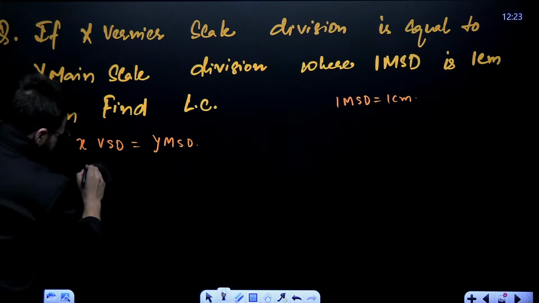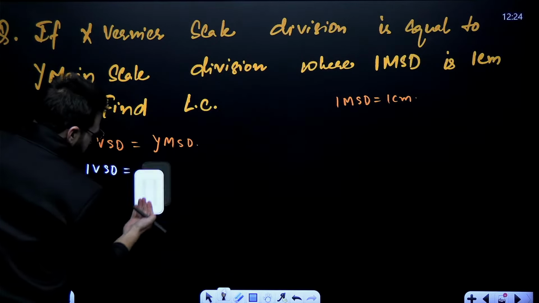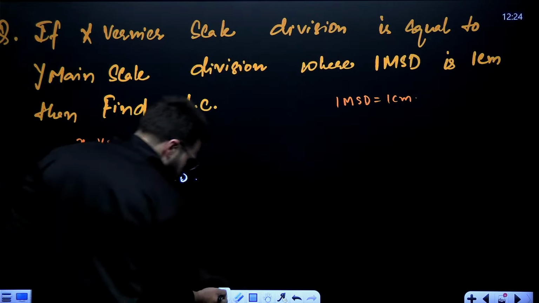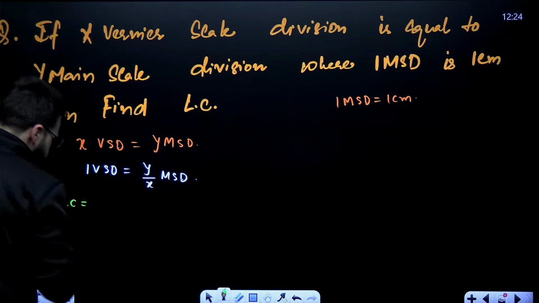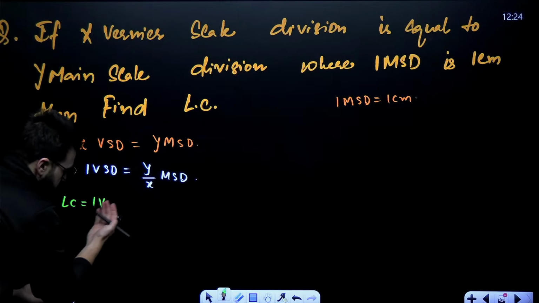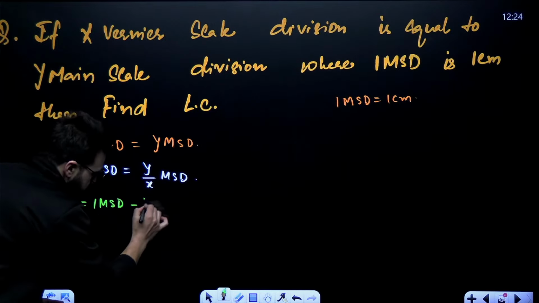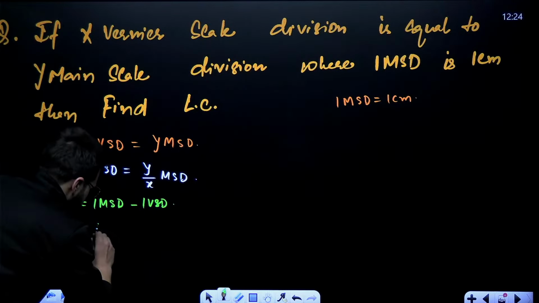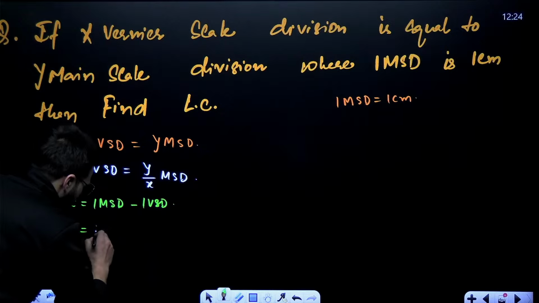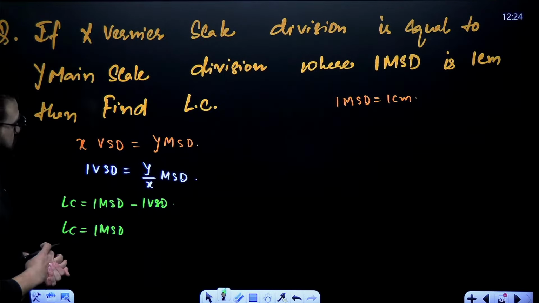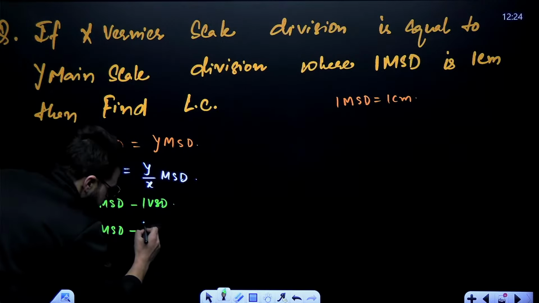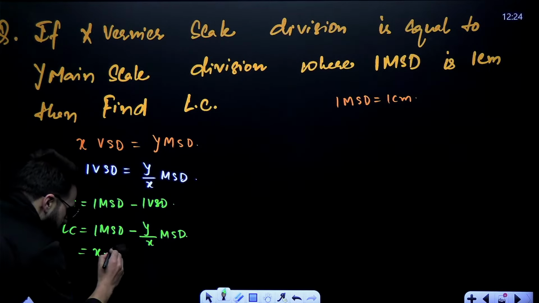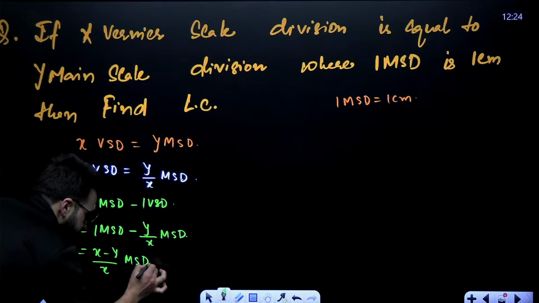Guys, tell me, 1 VSD in this case will be how much? 1 VSD will be Y by X, Y divided by X MSD. Now, if we have to find the least count, in this particular case the least count will be simply 1 MSD minus 1 VSD. 1 MSD is equal to 1 centimeter. Minus 1 VSD, which is Y by X MSD. Now do the cross multiply. So this will be X minus Y divided by X MSD. So this will be the least count.